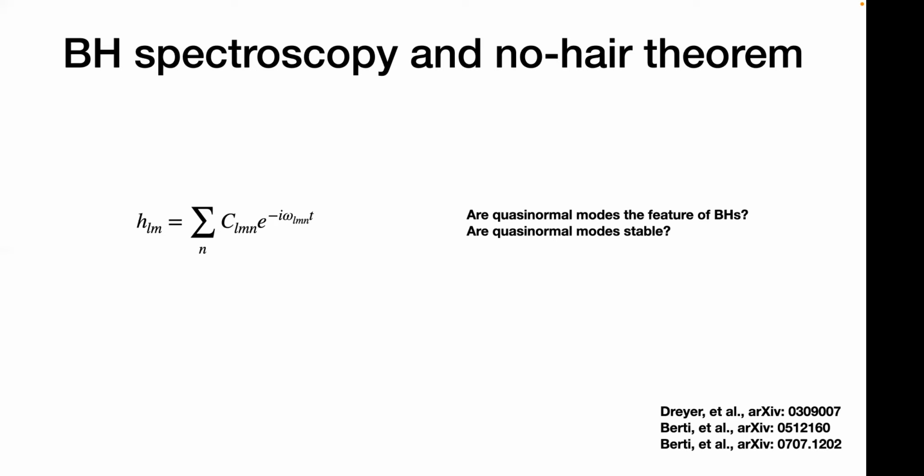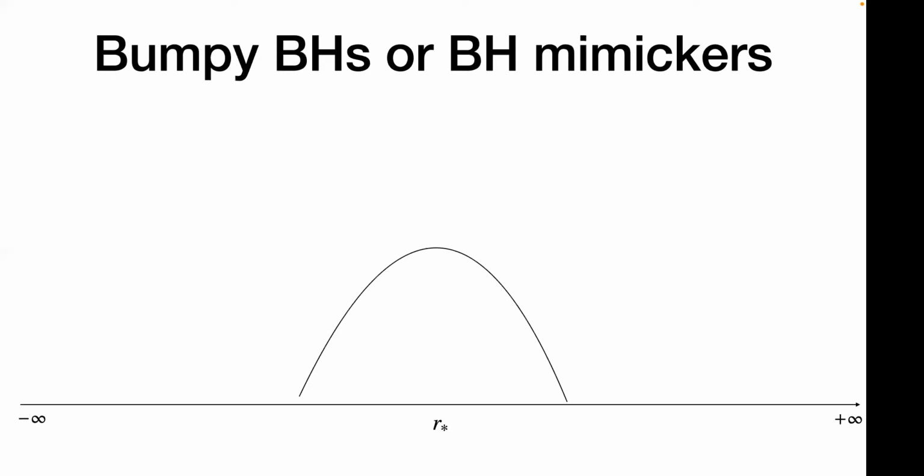But to do so, there are some questions that we might want to address. For example, when the environment near the black hole is not empty, let's say there is an accretion disk, what's its impact on black hole spectroscopy? How do quasi-normal modes change with those perturbations? Are those changes stable? Are the quasi-normal modes a feature of black holes? Basically, those questions can be classified into two scenarios.